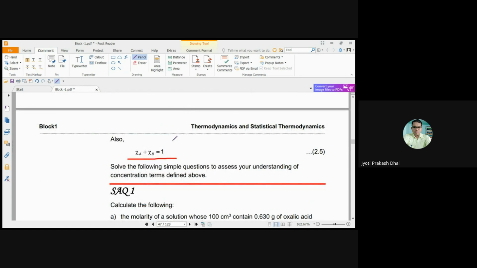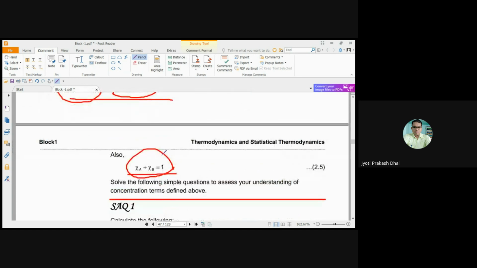And if we consider the binary solution, the total mole fraction of the solution will become 1. The symbol of mole fraction is chi. So this symbol is known as chi, and in some books it is also written as x. So xa plus xb, or chi a plus chi b, equals 1.